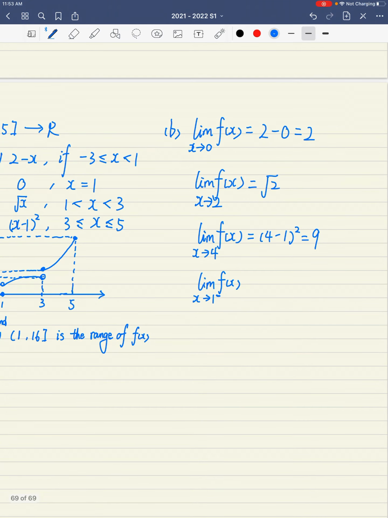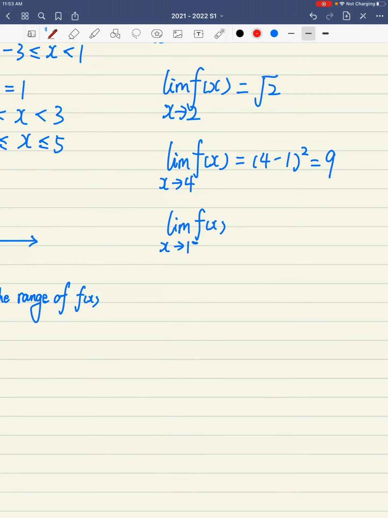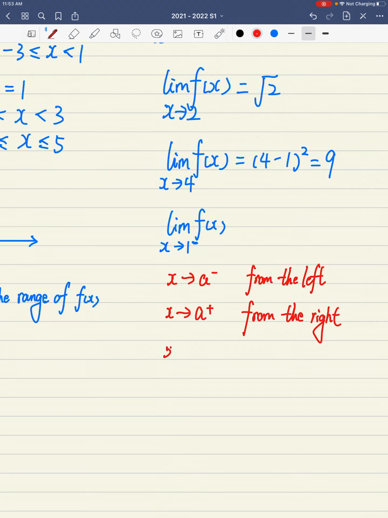Let me write it down here. If x is approaching a value a with a negative sign, that means it's approaching a from the left. When x is approaching a with a plus sign, that means x is approaching a from the right. Without anything, x is approaching a from both sides. So this is very important.